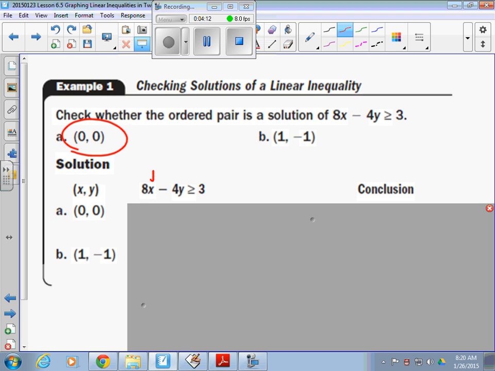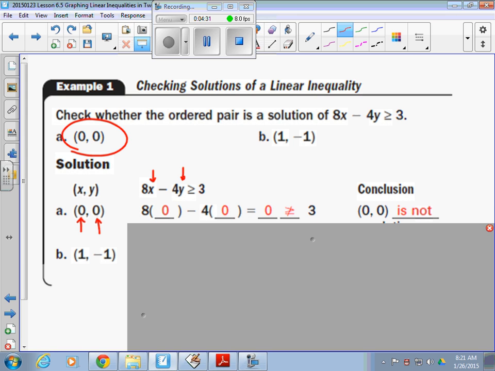What we're doing is plugging in 0 in place of x, and 0 in place of y. Again, the reason we use 0, 0 is because it's the same for both of them. 0 is the easiest thing to multiply, and you don't have to remember which one is 0 and which one is another number. 8 times 0 is going to be 0. Minus 4 times 0 is going to be 0.